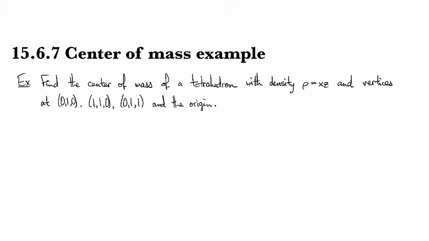Let's do an example using our newfound knowledge. So we're going to find the center of mass of a tetrahedron with density given by x times z, and vertices at these points: (0, 1, 0), (1, 1, 0), (0, 1, 1), and also (0, 0, 0) at the origin. Okay, so let's figure out what this region looks like. So let's sketch.